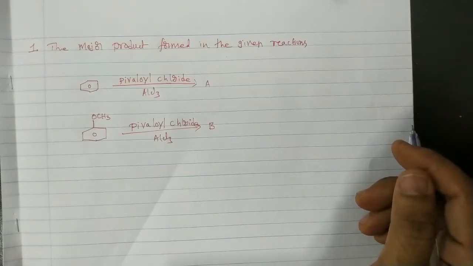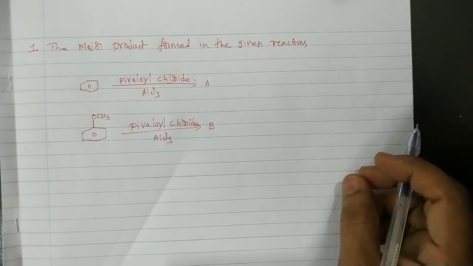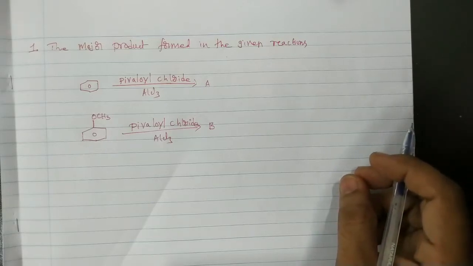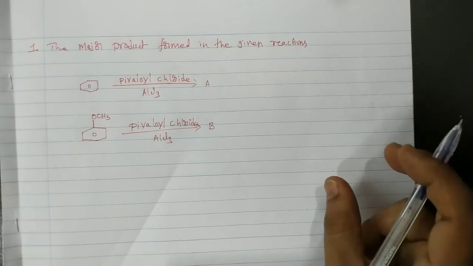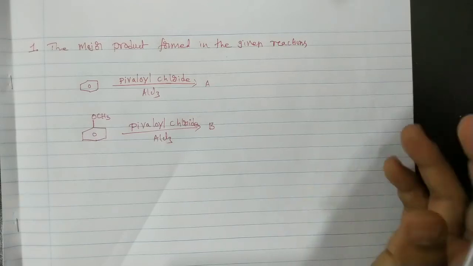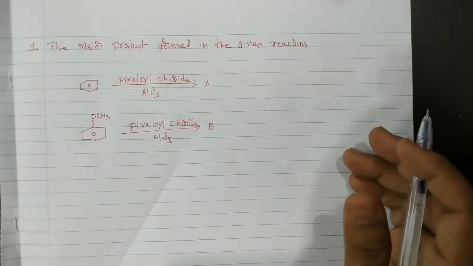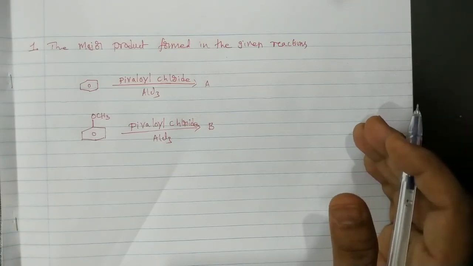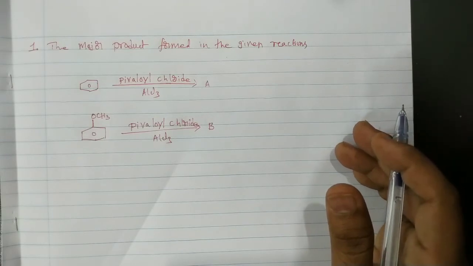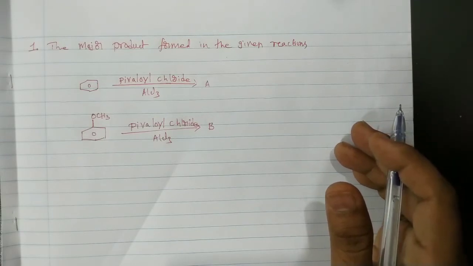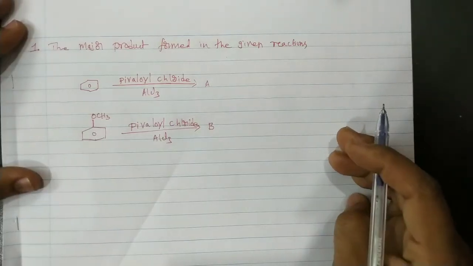Hello students, here I am discussing some special reactions from the Friedel-Crafts acylation reaction. In the last video I discussed some exceptional and special reactions from the Friedel-Crafts alkylation reaction. Here, for the Friedel-Crafts acylation reaction, the first question is: what is the major product formed in the given reactions?